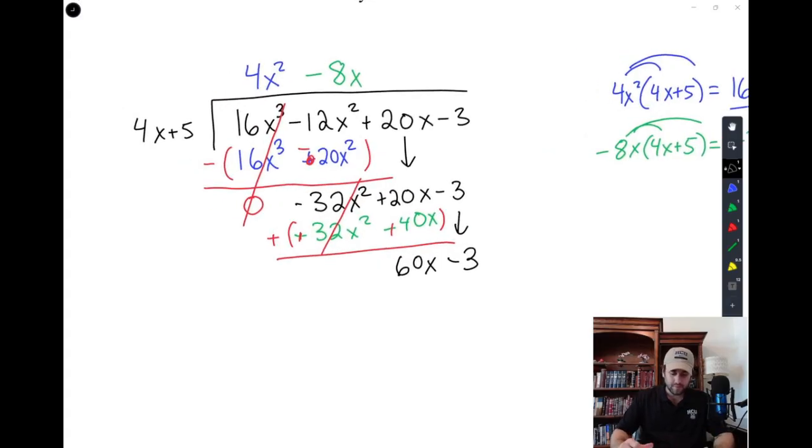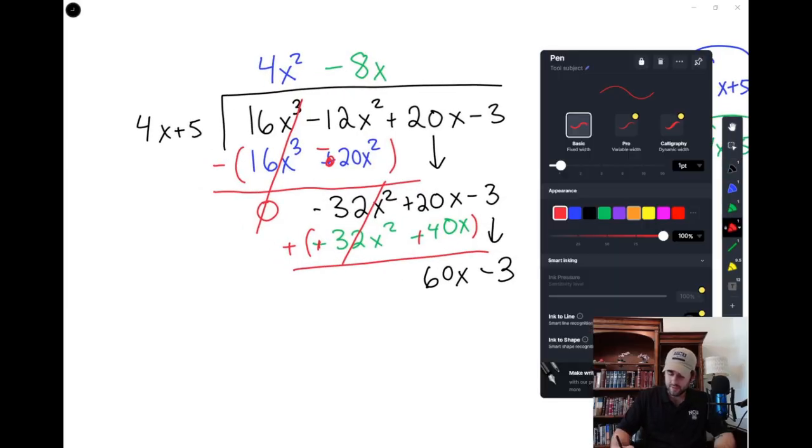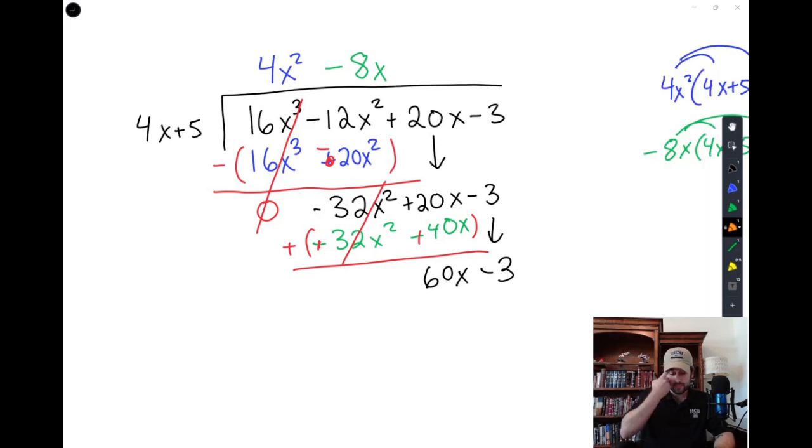Yep. Okay. And then we're going to look at the next term, and we're going to do it one last time. Change colors one more time. And we're going to say, how many times does 4x go into 60x? That's a little bit harder of one. We'll say 4 times 15. Positive 15 is a 60x, because 15 times 2 is 30. Double it is 60. And we don't need any x's because it's already accounted for.